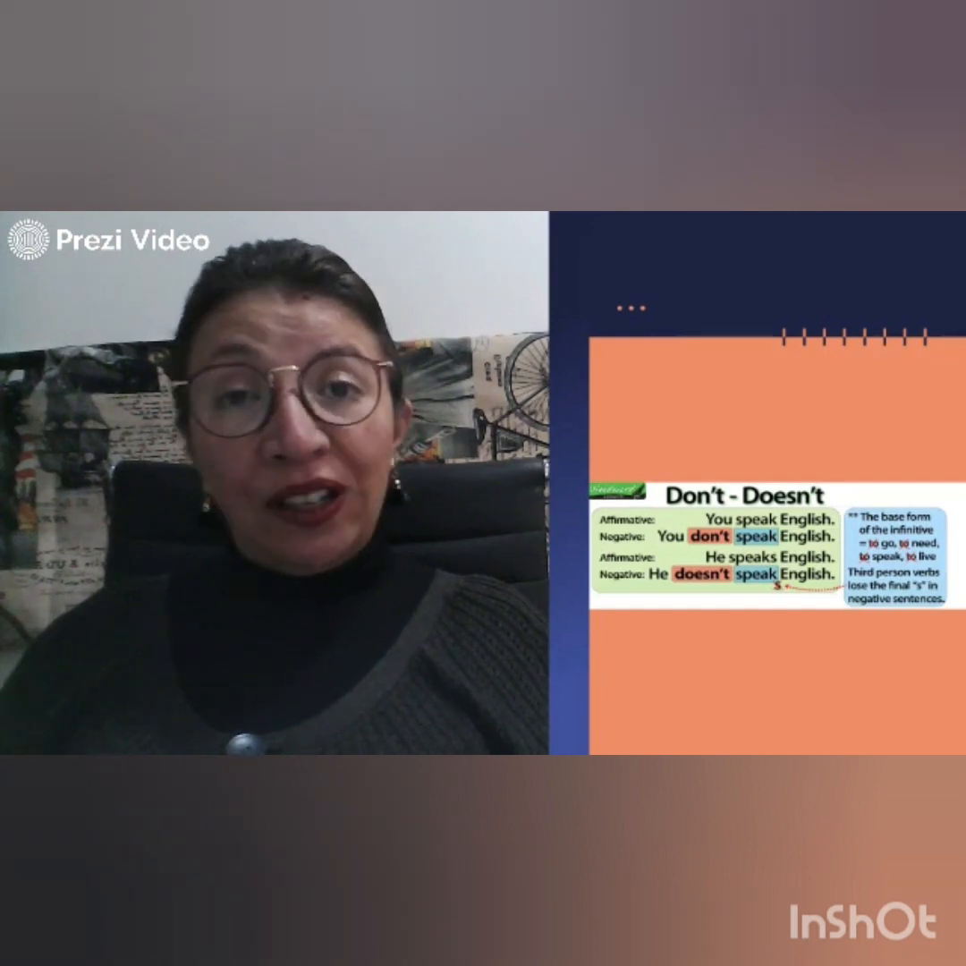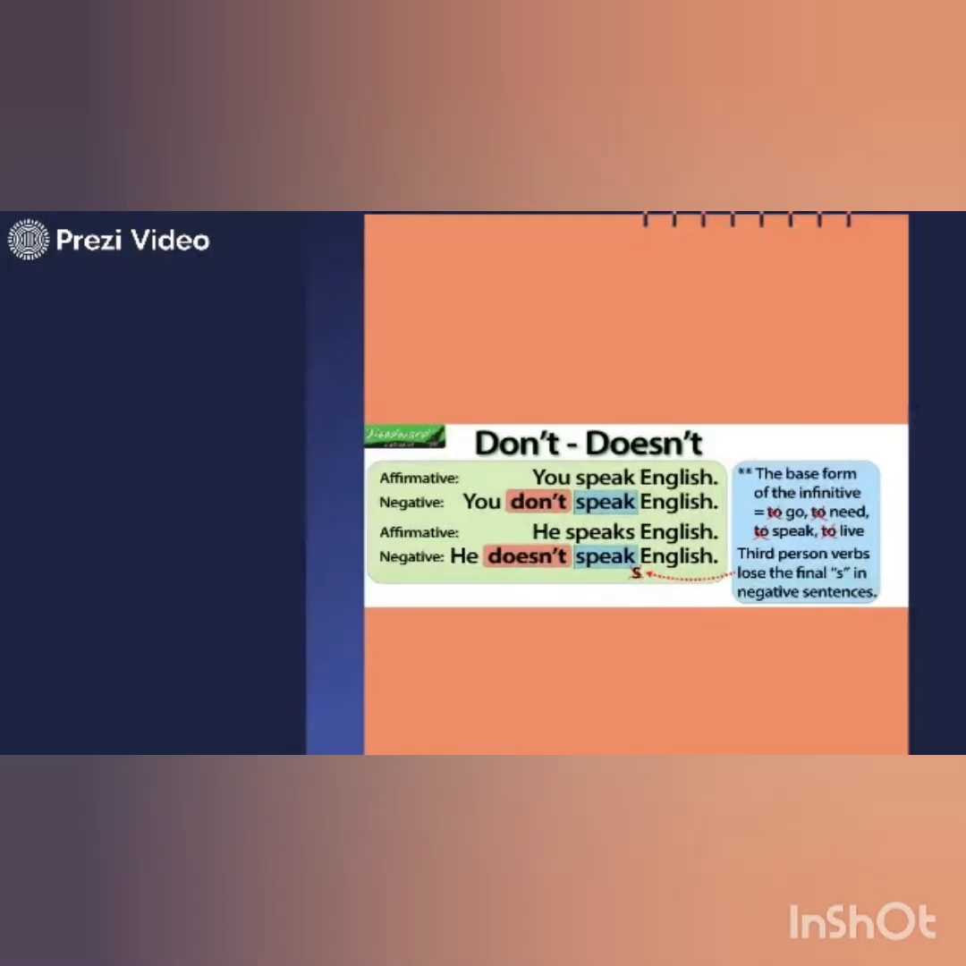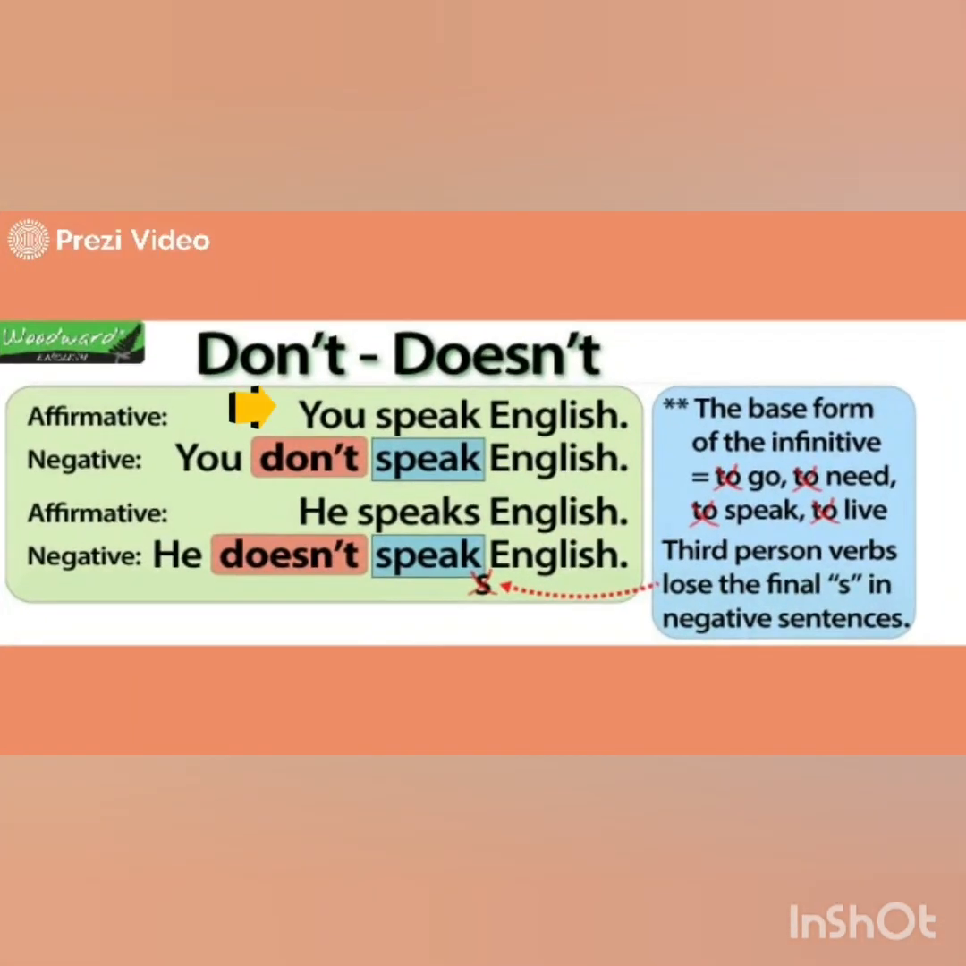In the present simple, we can have affirmative and negative sentences. Affirmative, you speak English. Negative, you don't speak English. Speak is in the base form. And what about third person? Affirmative, he speaks English. Remember that you add s to the verb in the third person. And negative, he doesn't speak English. Notice how third person verbs lose the final s in negative sentences.